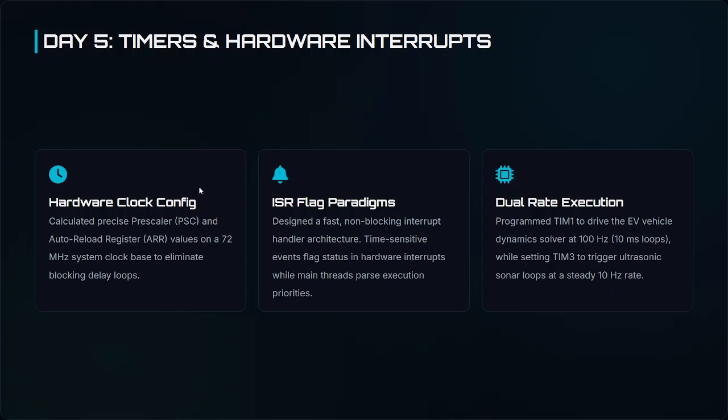In the hardware clock configuration, the timer works as a timer when we give a clock signal to it. We gave a 72 megahertz signal and pre-scaled it to 1 megahertz by dividing it by 71 plus 1.